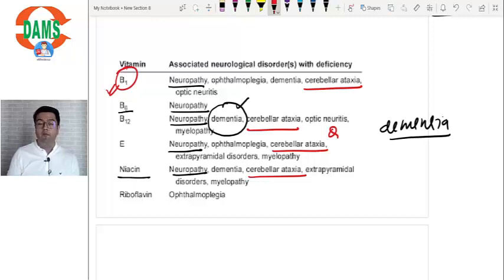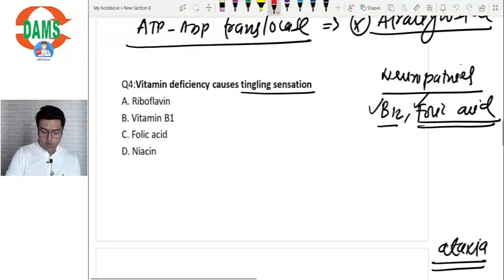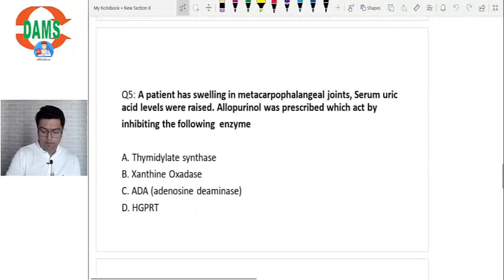Ataxia, go for B1. If the question is simply mentioning it and nothing much information has been provided, like no history is provided that the patient was an adult and alcoholic, etc., go for the thiamine otherwise. Clear to all? Fine. So moving to our next question, question number 5.